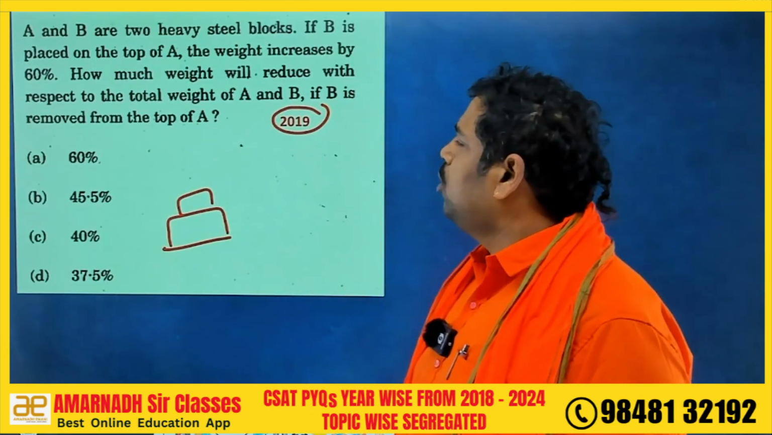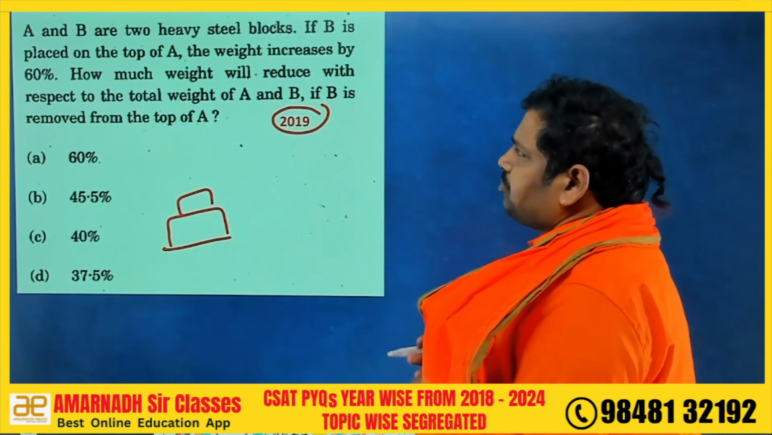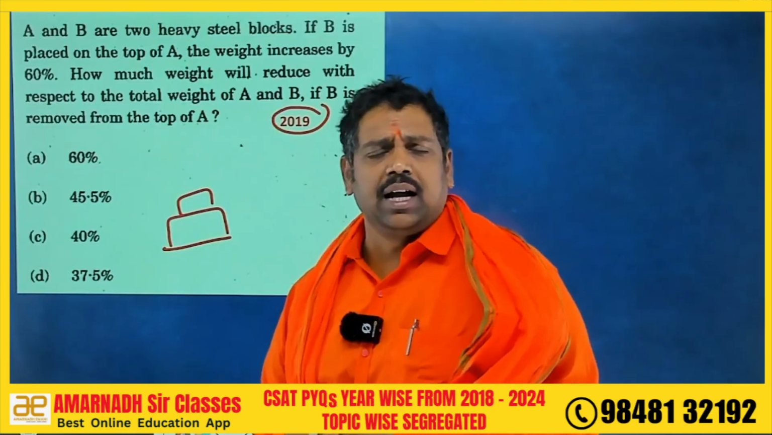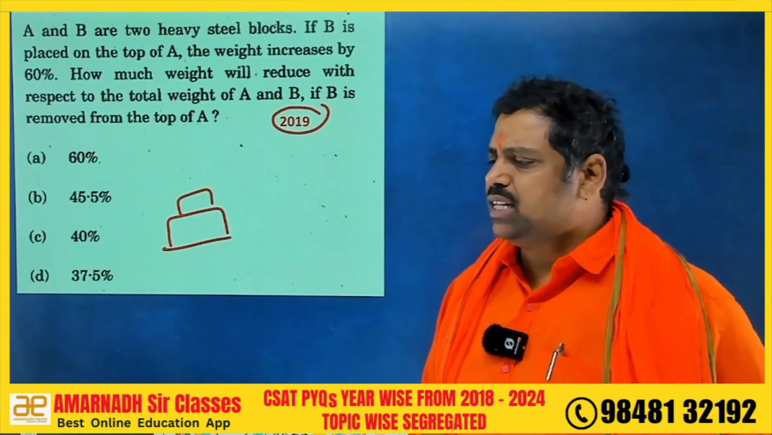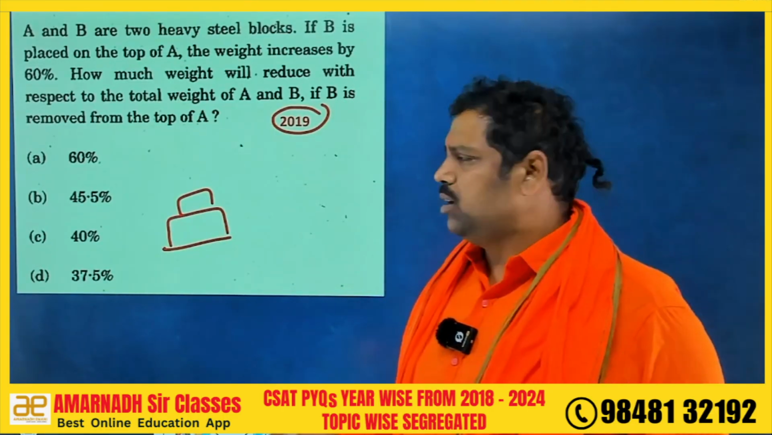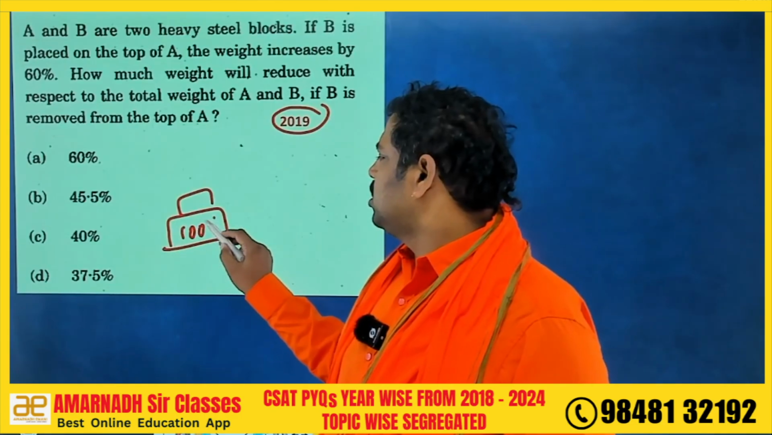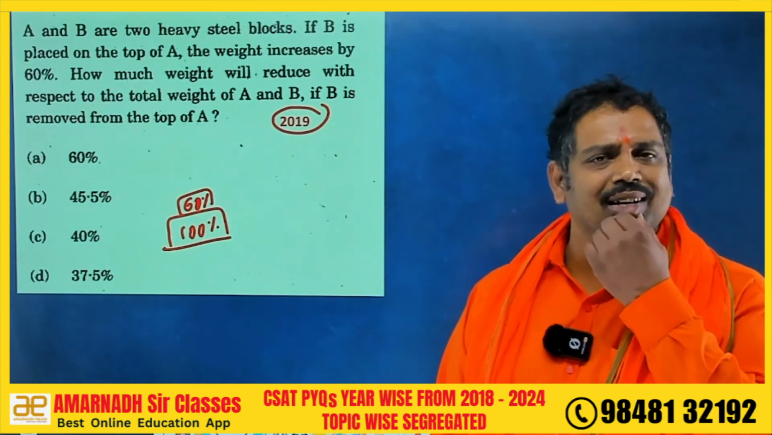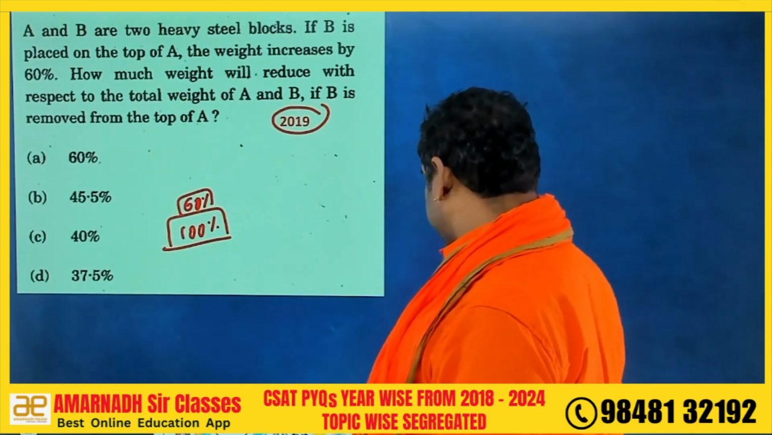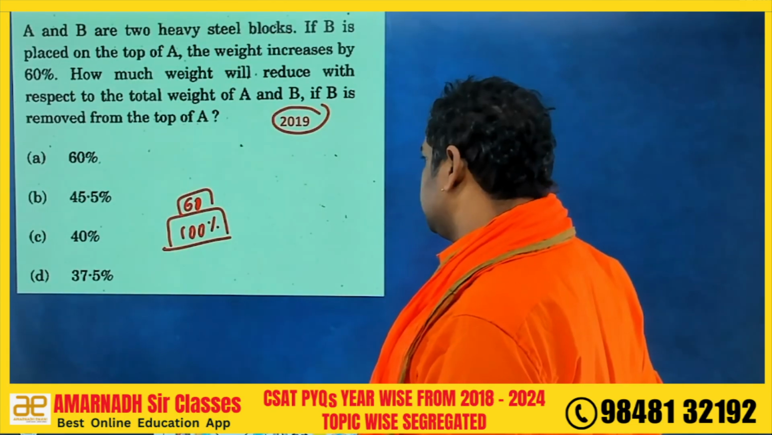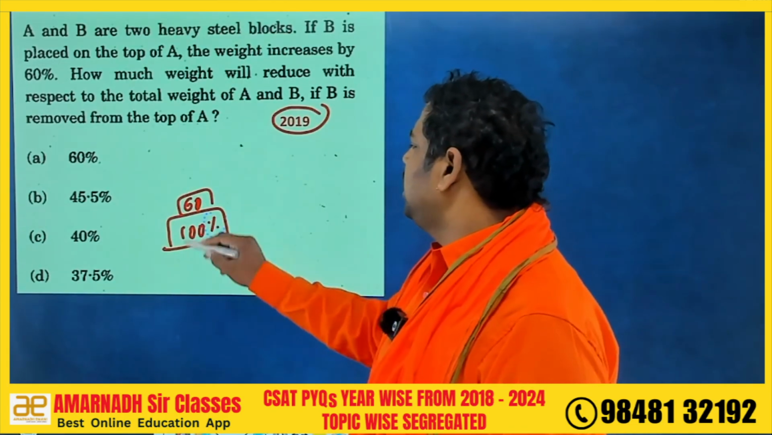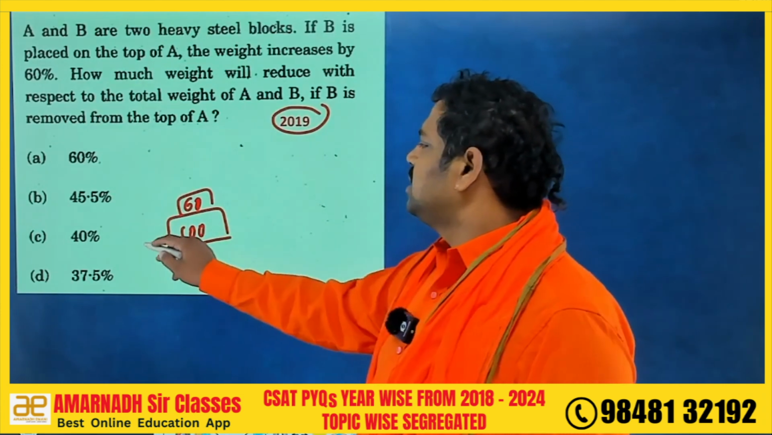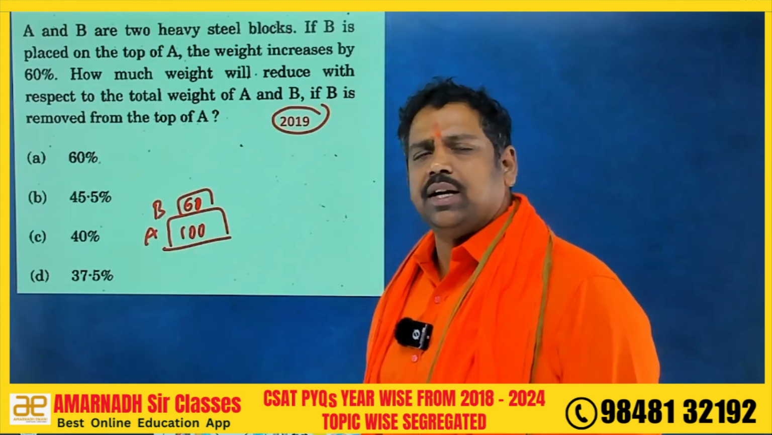Now what you have to understand is that when block B was kept on block A, the weight increased by 60%. That means originally its weight is 100%. A 60% increase means B is 60% of the weight. Is it right or wrong? So simply speaking, if I remove the percentages, if originally A is 100 kg, then B is 60 kg.